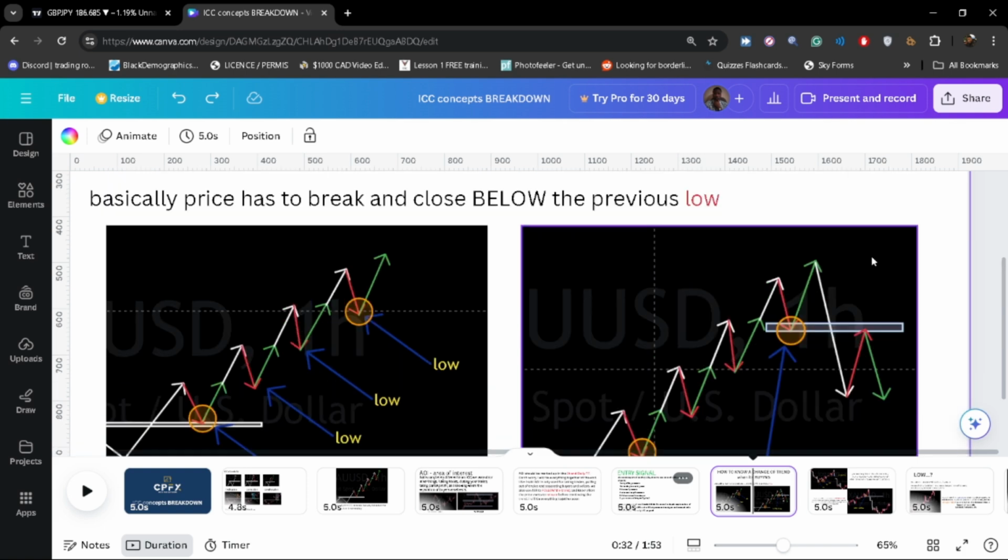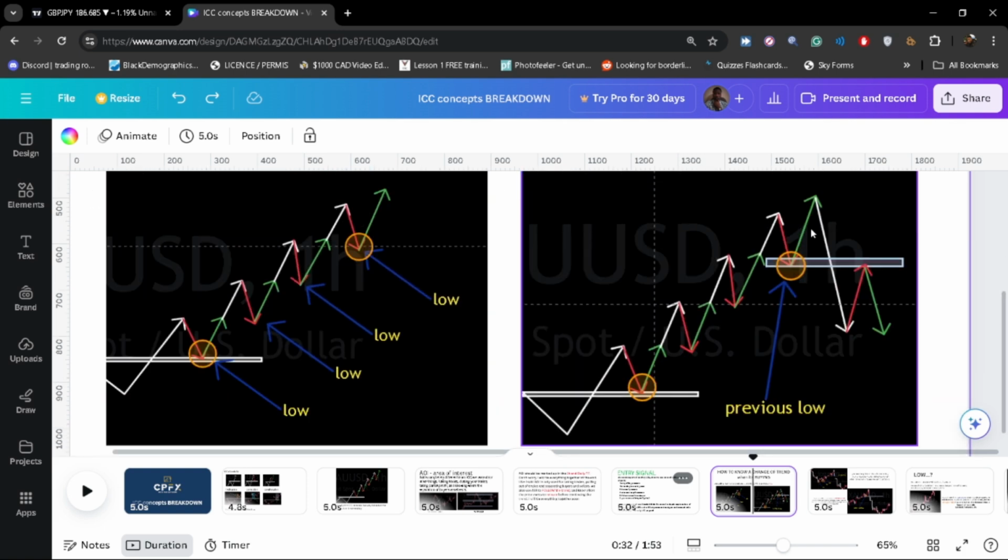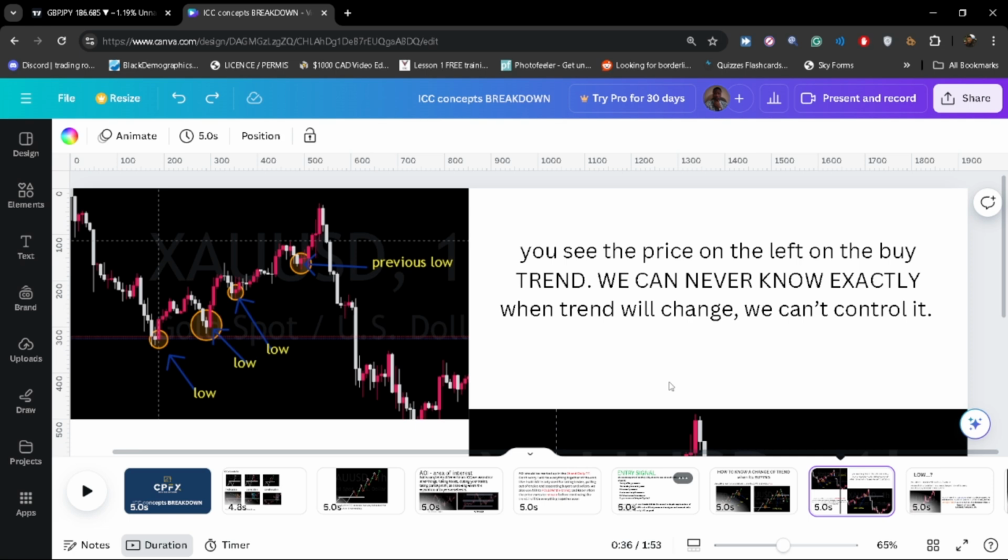Then notice how in this next picture here, price now gave an indication, but it closed and broke below the previous low. So when it breaks and closes below the previous low, this is a sign that price wants to reverse. So let me give you a very good example here.